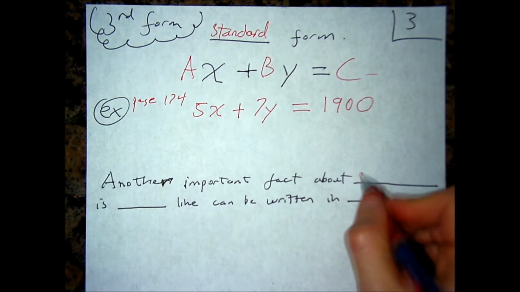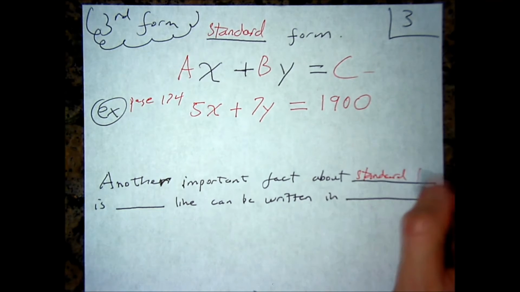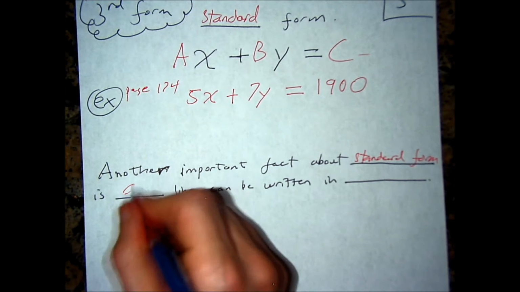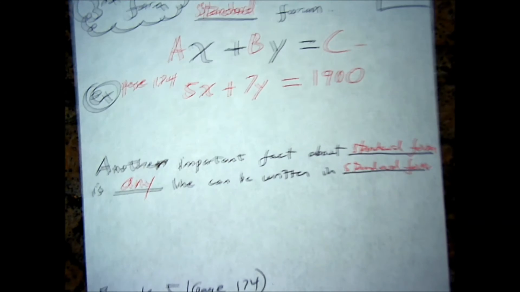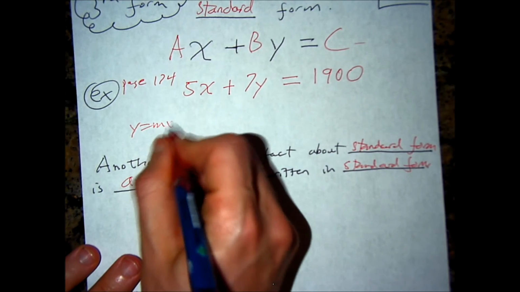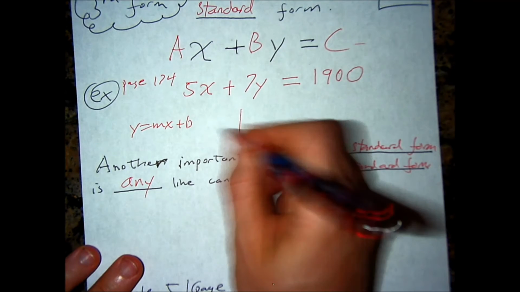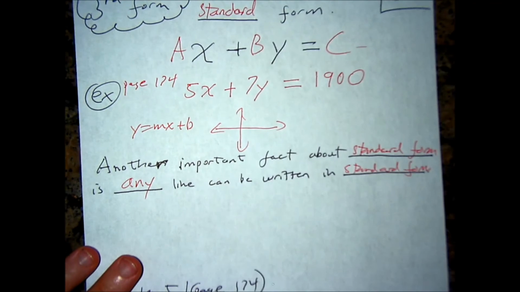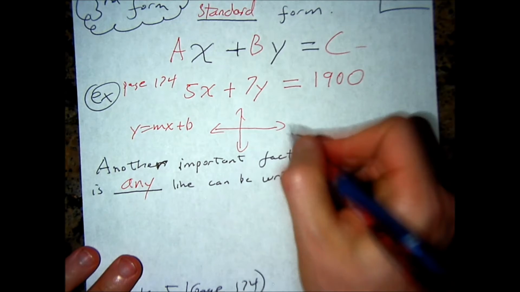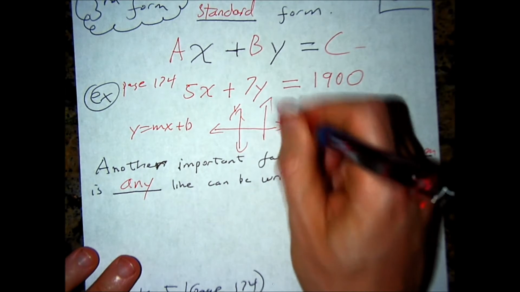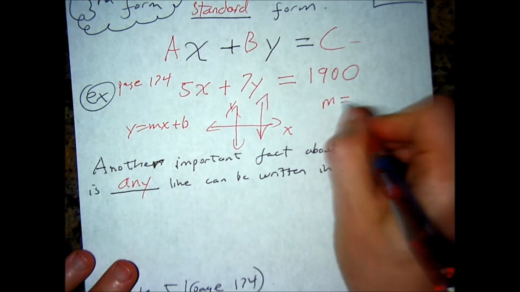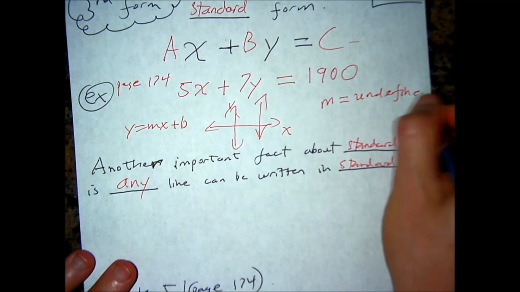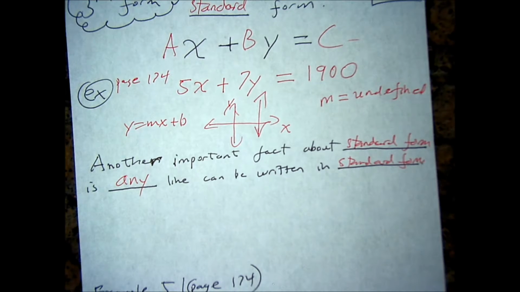Another important fact about standard form is any line can be written in standard form. What do I mean by that? Well, let's take y equals mx plus b, our favorite form. This is good because immediately I know the slope of whatever line I'm talking about. But the problem is, what if I have a vertical line? Well, if I have a vertical line, then the slope is, if you guys remember, undefined. Undefined isn't a number. Maybe you could say it's infinity, but infinity is not a number. It's a concept. It's getting bigger and bigger.